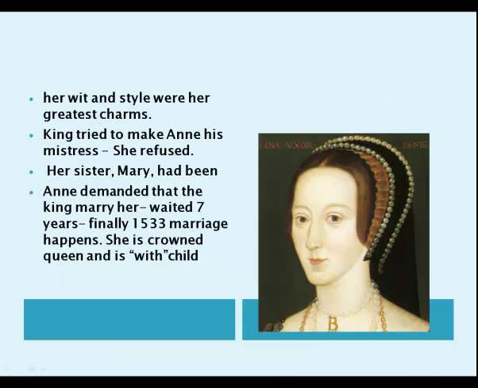Well, Anne, it's not a very attractive picture. From everything it said, she was a very attractive woman and just full of wit and style. And he tried to make her his mistress, but she refused, even though her sister had also been his mistress. She demanded that the king marry her before they have connubial bliss. It took 7 years. He finally got the annulment.